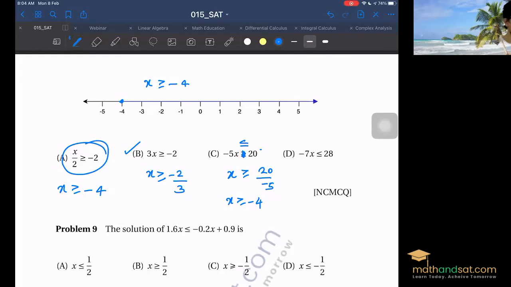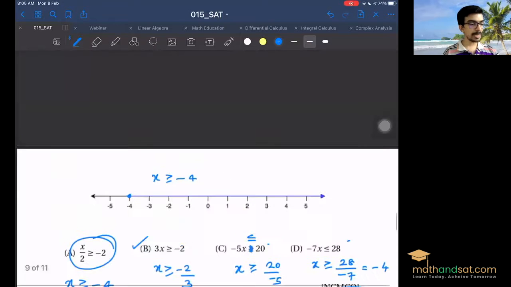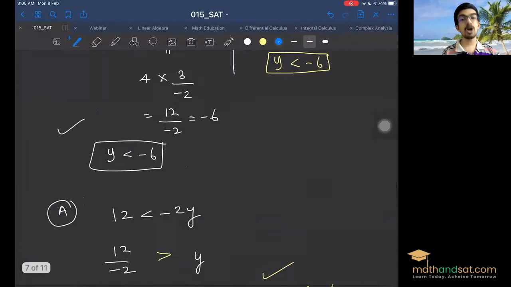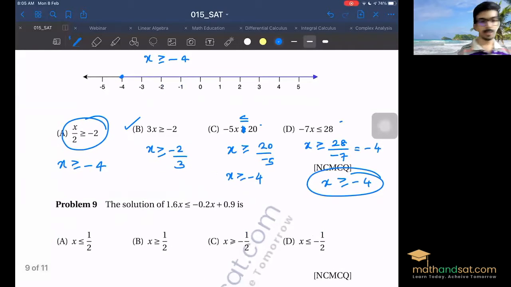The next option, we have minus 7x less than or equal to 28. So we have x greater than or equal to 28 divided by minus 7, which is minus 4. So x is greater than or equal to minus 4. Option A, option C, option D represent the same thing. The question asks which of the following does not represent, so our answer is B.